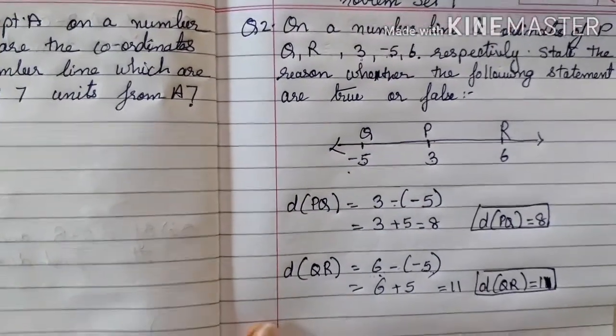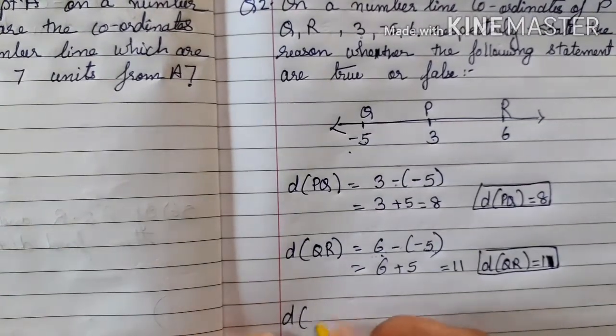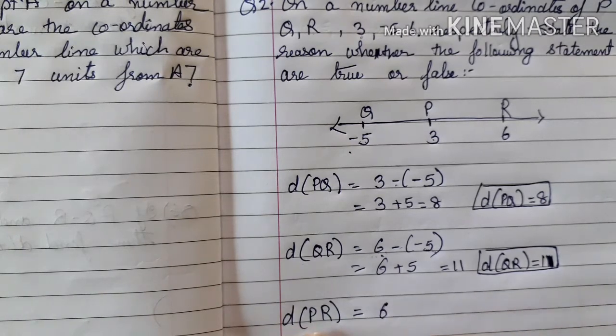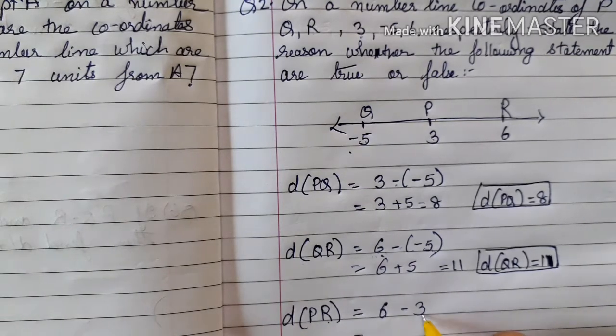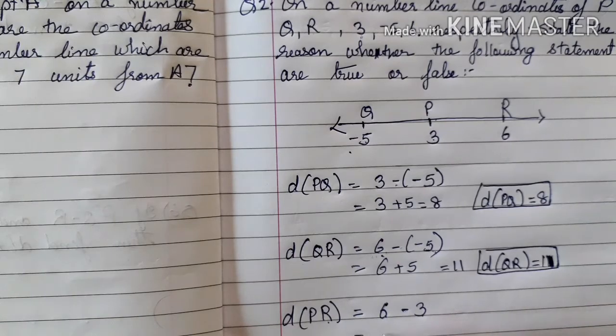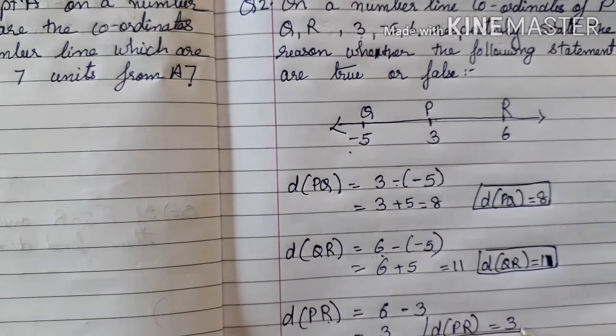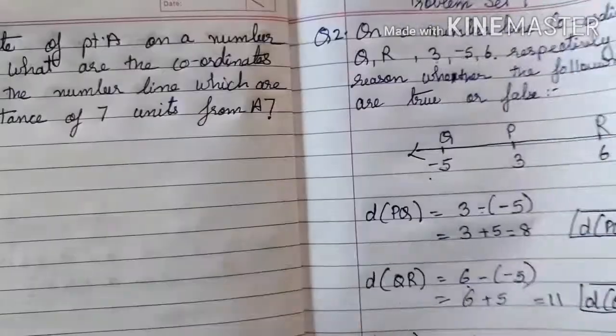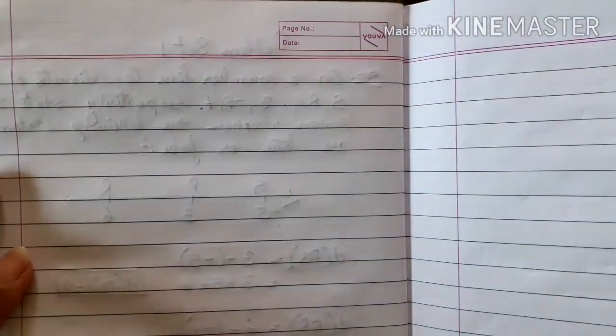Now moving towards the third, that is supposed to be PR. Over here also we are going to follow the same rule. The bigger number we will write first, R coordinate first, and the P coordinate afterwards, because 6 is greater than 3. We have to subtract these numbers. The answer is supposed to be 3. So distance of PR is supposed to be 3. Now we got all the 3 distances. We have to write it in the form of statements and find whether each statement is true or false.